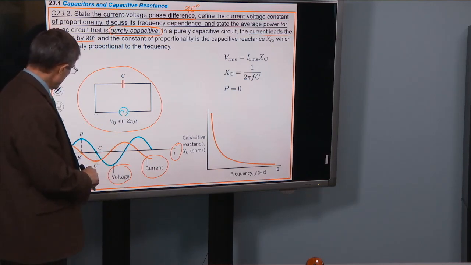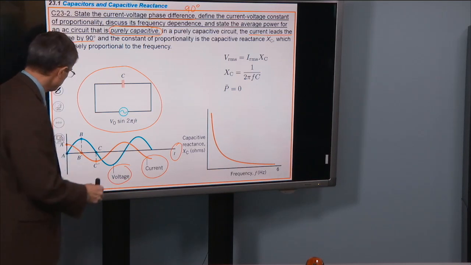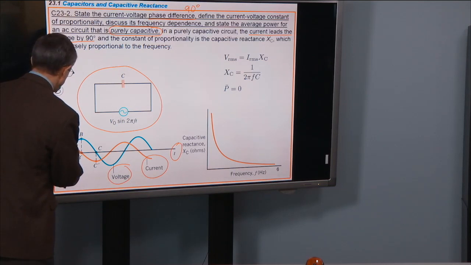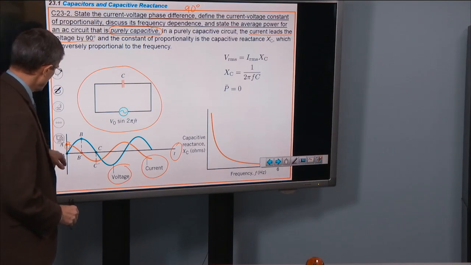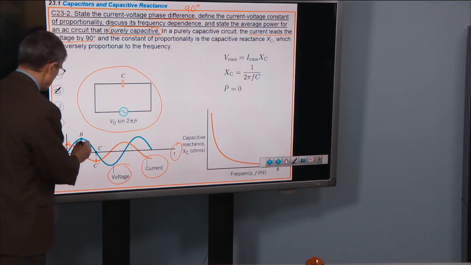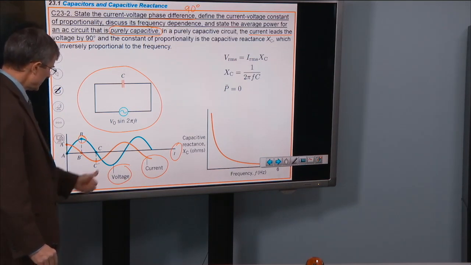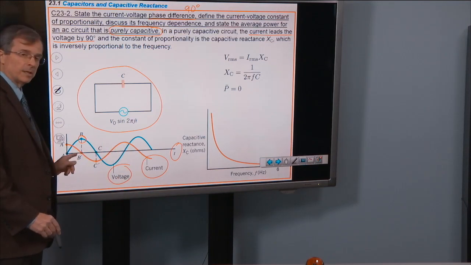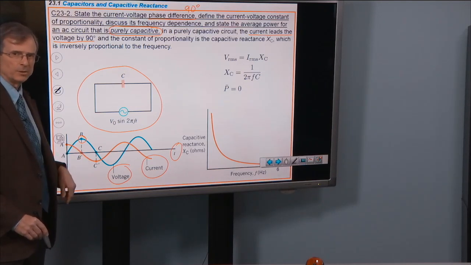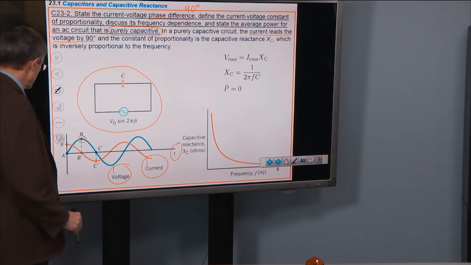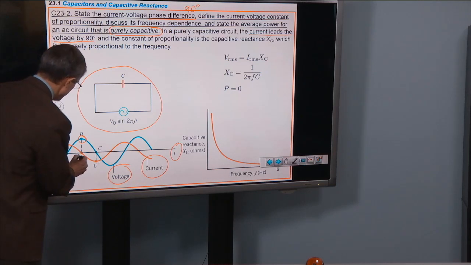And so the question is, which one of these reaches the peak at the earliest time? You say, well, here the current is at its peak, and it's at a peak at an earlier time than the voltage is. So that says that the current is leading the voltage. It reaches its peak at an earlier time than the voltage does. So current is leading voltage, and how do we know that it's 90 degrees?